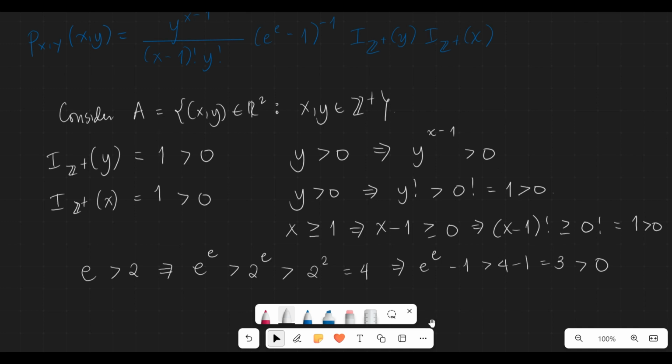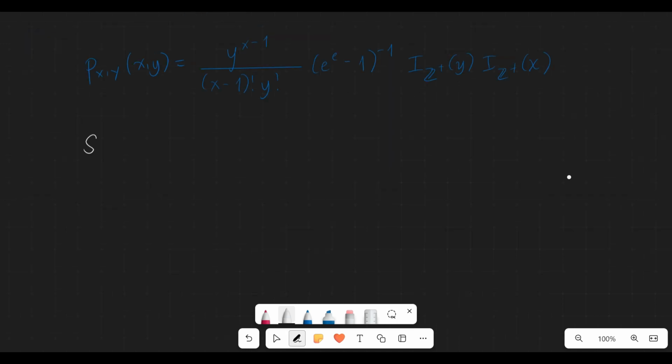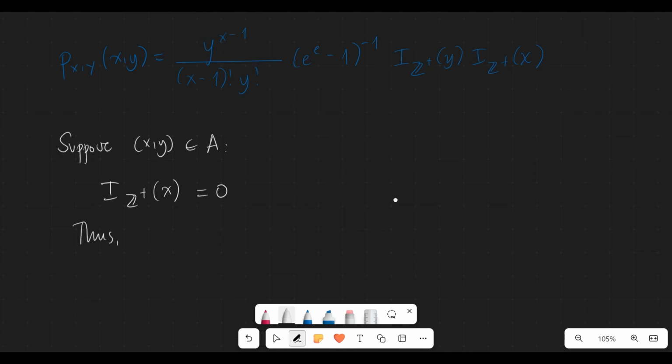Now, let's proceed with the next property. We want to show that for all points that are not in this region, the value of the joint PMF will be equal to 0. We consider what if the point x,y is not in that countable collection A. Then that means that the indicator function of the set of positive integers evaluated at x will be equal to 0 automatically. And that's sufficient to show that all of these factors will zero out. That is sufficient to show that the joint PMF at x,y will just be equal to 0.